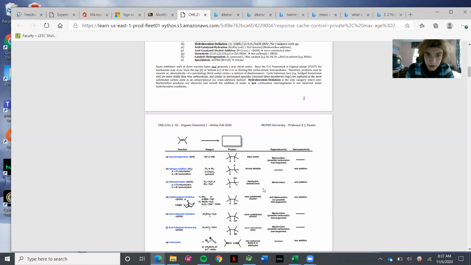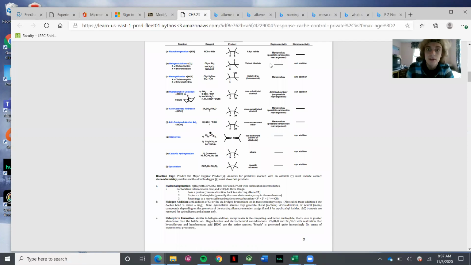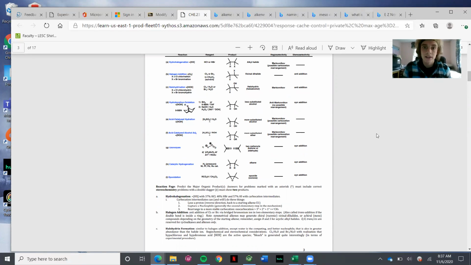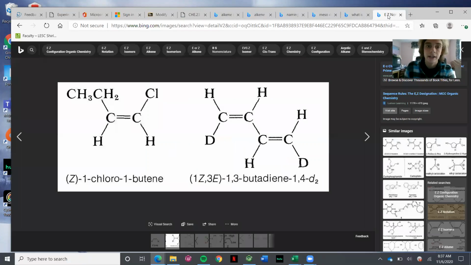And here they give you, oh wow, this is new. They didn't have this years ago. This just breaks down every single different reaction and shows exactly the reagents, the regioselectivity, and the stereoselectivity. That's amazing. So the difference between regioselectivity and stereoselectivity is, I'll find an example over here.